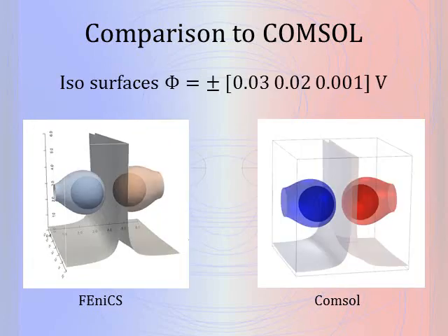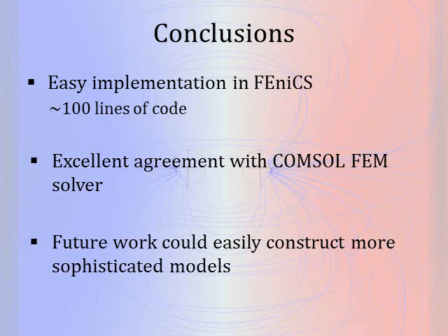Plotting the isoparametric surfaces of the potential field, you can see the positive and negative potentials surrounding each respective charge source, again verified by comparison to the COMSOL solution. We found the implementation in FEniCS to be relatively simple once adjusted to the syntax of the Python code. We had excellent agreement with a nearly identical model built in COMSOL.